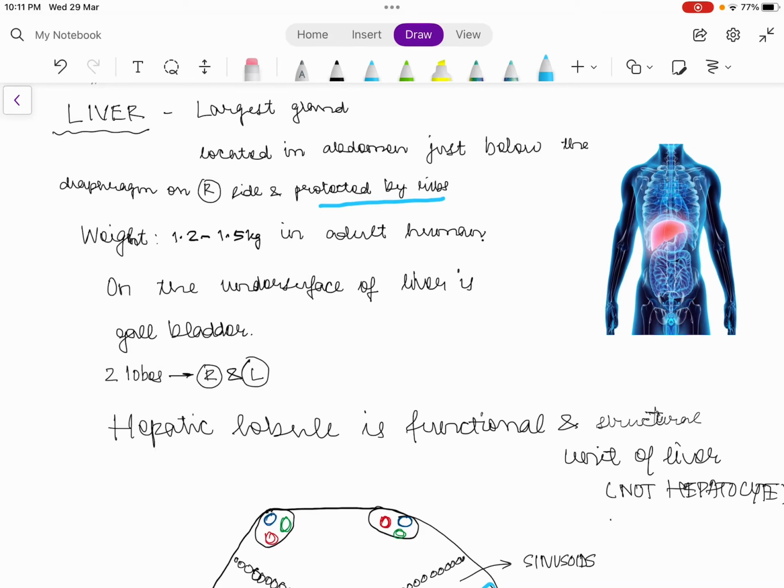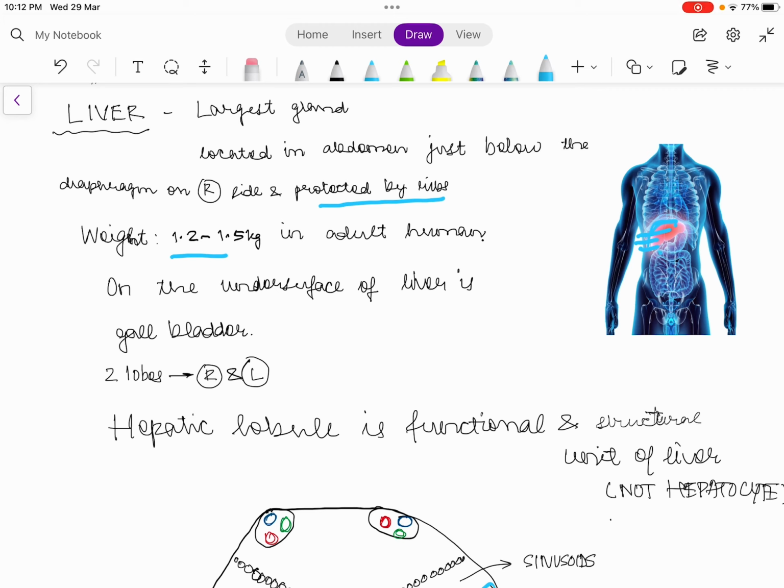Today we will be studying about liver. Liver is the largest gland in human body and it is located in abdomen on the right side just below the diaphragm, and it is protected by ribs on three sides. Weight of adult human liver is 1.2 to 1.5 kg.